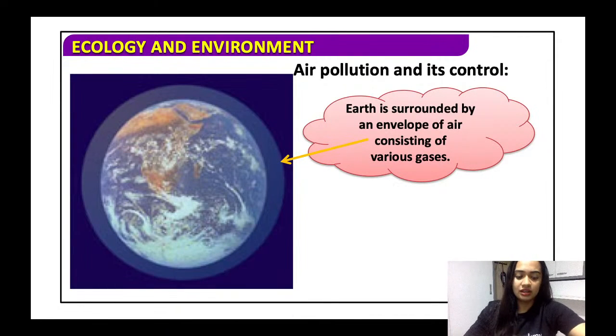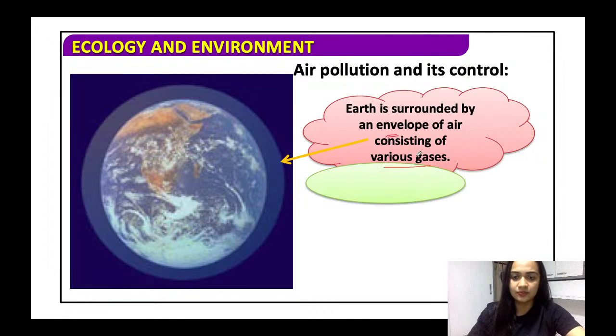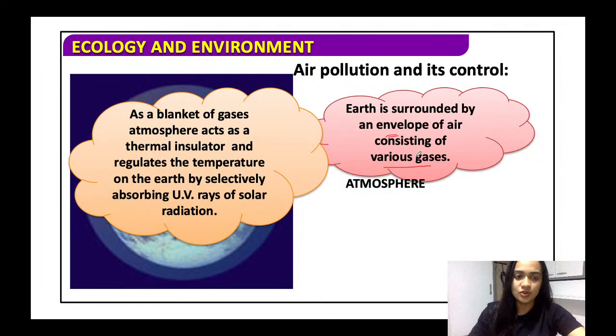So let's start with air pollution. Earth, as you will all know, consists of an atmosphere. That means it consists of an envelope comprised of various gases. This is your atmosphere. It acts as a thick blanket for your earth and it is a thermal insulator. That means it protects the earth from extreme heat.